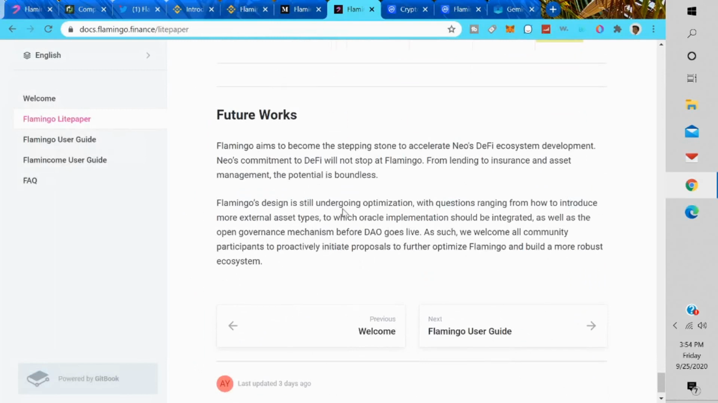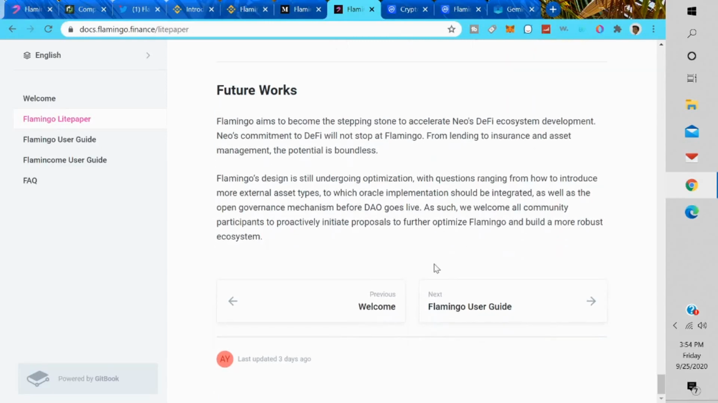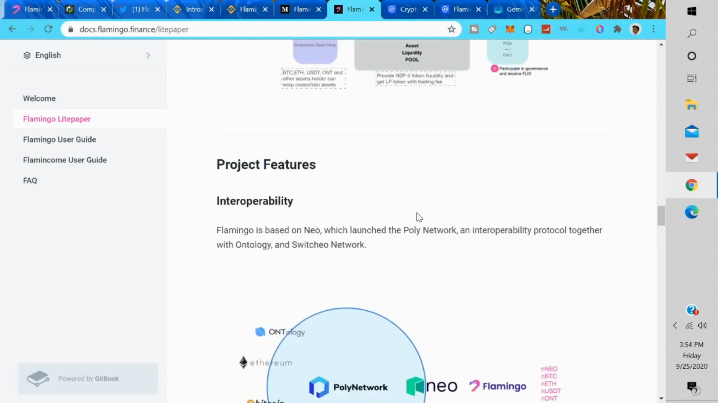So Flamingo's future. Flamingo aims to become the stepping stone to accelerate NEO's DeFi ecosystem development. NEO's commitment to DeFi will not stop at Flamingo. From lending to insurance and asset management, the potential is boundless. Flamingo's design is undergoing optimization, with questions ranging from how to introduce more external asset types to which Oracle implementation should be integrated, as well as the open governance mechanism before the DAO goes live. As such, we welcome all community participants to proactively initiate proposals to further optimize Flamingo and build a more robust ecosystem. So that's what's going on with Flamingo.